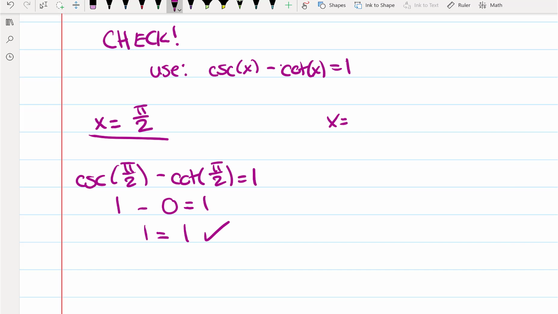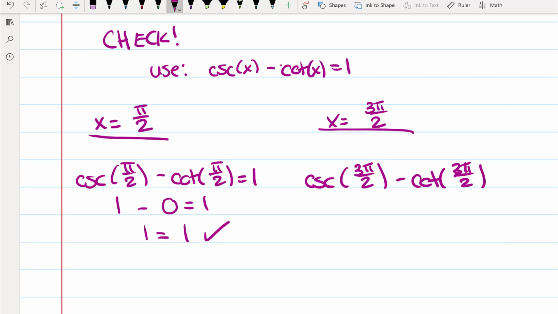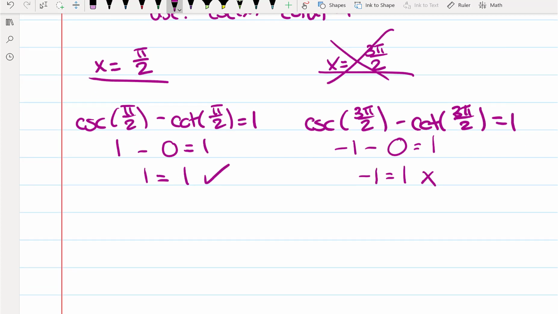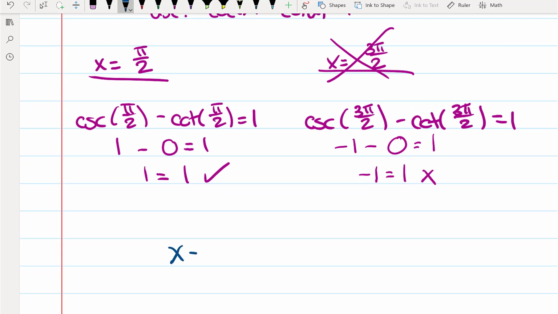Now we're going to go ahead and check 3 pi over 2. So we get cosecant 3 pi over 2 minus cotangent 3 pi over 2. Set that equal to 1. So cosecant of 3 pi over 2 is -1. Cotangent of 3 pi over 2 is 0. And that equals 1. So -1 equals 1. That's no good. That one doesn't work. So our final answer is x is equal to pi over 2.